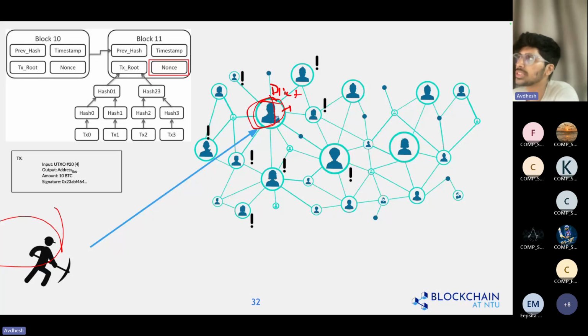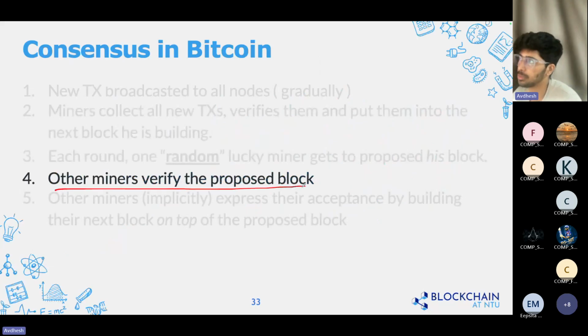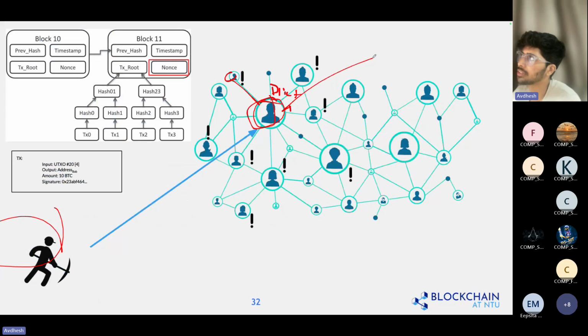So what does this do? Again, the advantage of a peer-to-peer network is that everyone who is geographically near him will verify the work he has done. So other miners verify the proposed block. After he has made the whole block, he'll send a copy of the block to everyone around him, and they will also check whether he has done the correct work or not.